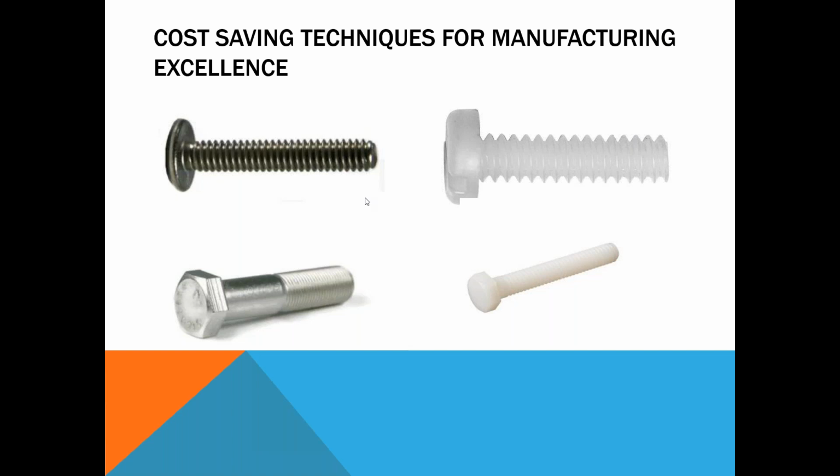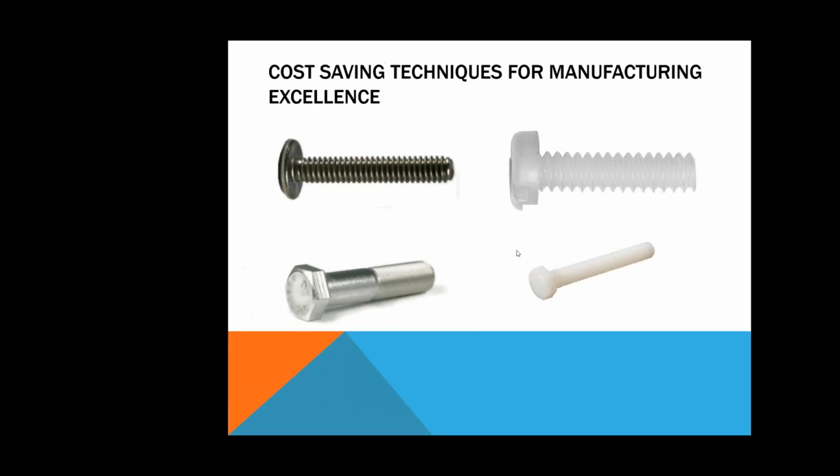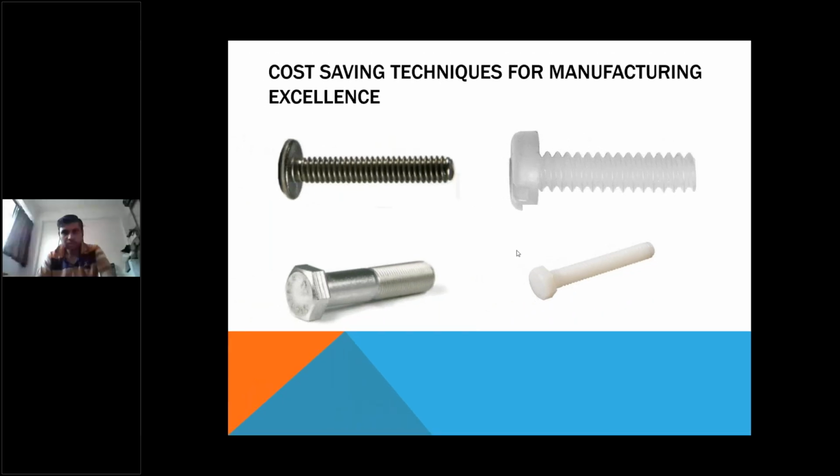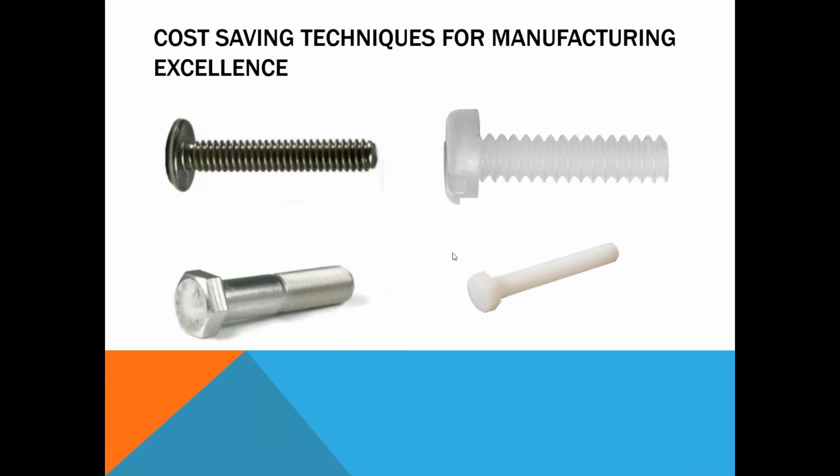So I'll start with today's topic of cost-saving techniques for manufacturing excellence. Here in the slide, on the left-hand side, you can see there is one screw and one hexagonal bolt, which are metallic. And on the right-hand side, you can see a screw and a hexagonal bolt of PVC. Do you think both have the same strength and same life? Yes, the answer is yes.